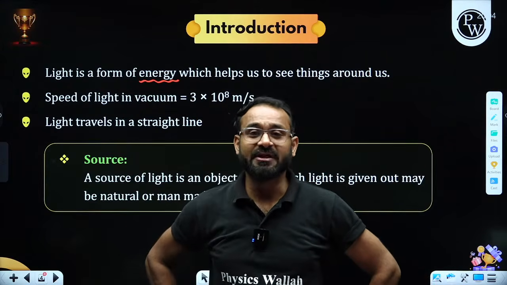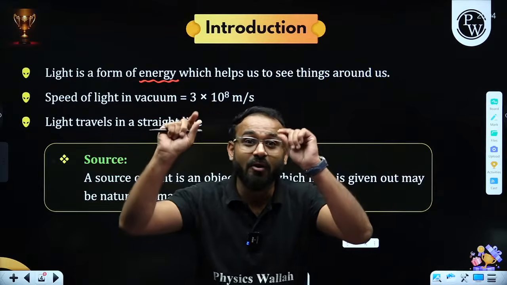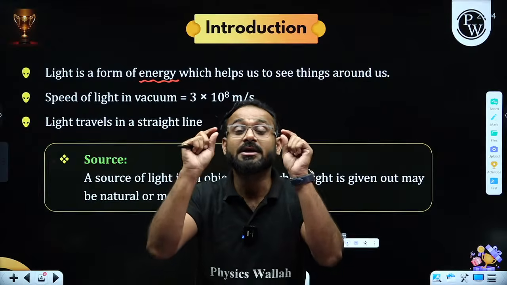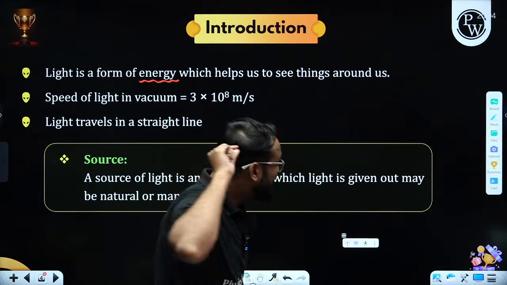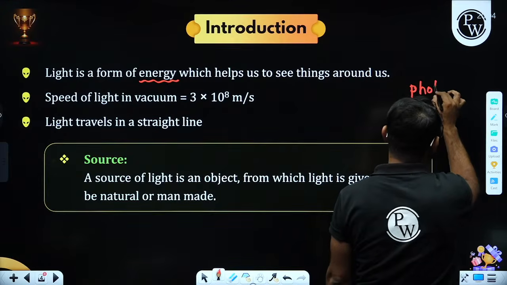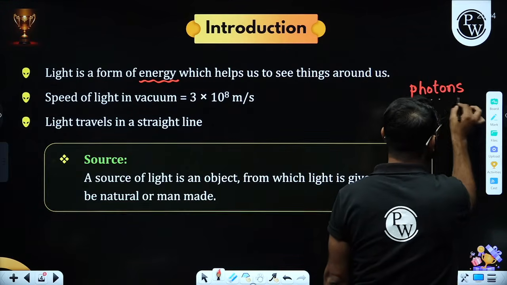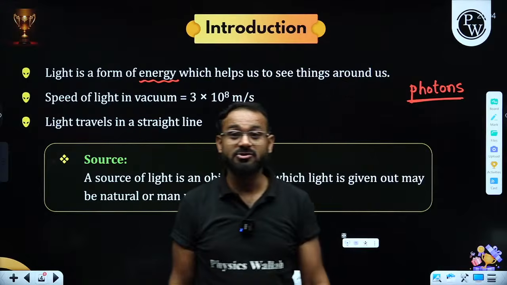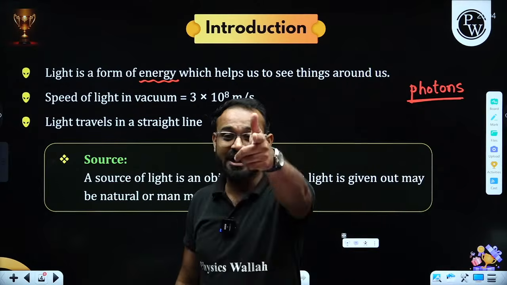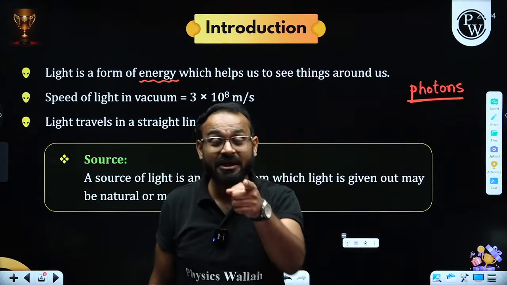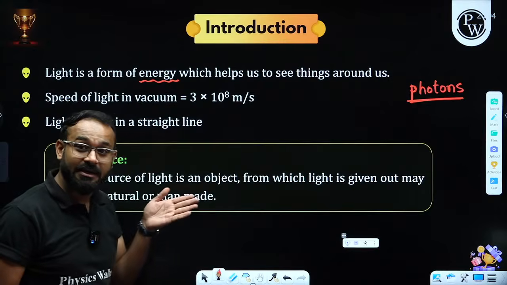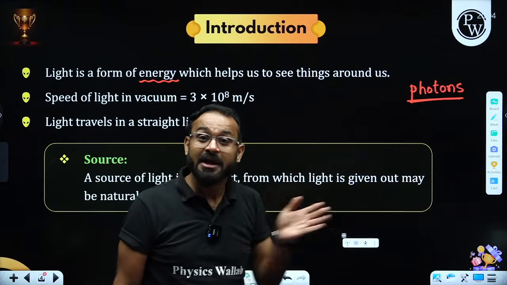But how is it traveling? So the light is traveling in the form of energy in small packets. And that packet's name, given by the scientists, is photons. So the light is traveling in terms of photons. Okay, sir, that is clear. Sir, how will the light travel? The next question, how will the light travel? The light is always traveling in a straight line.